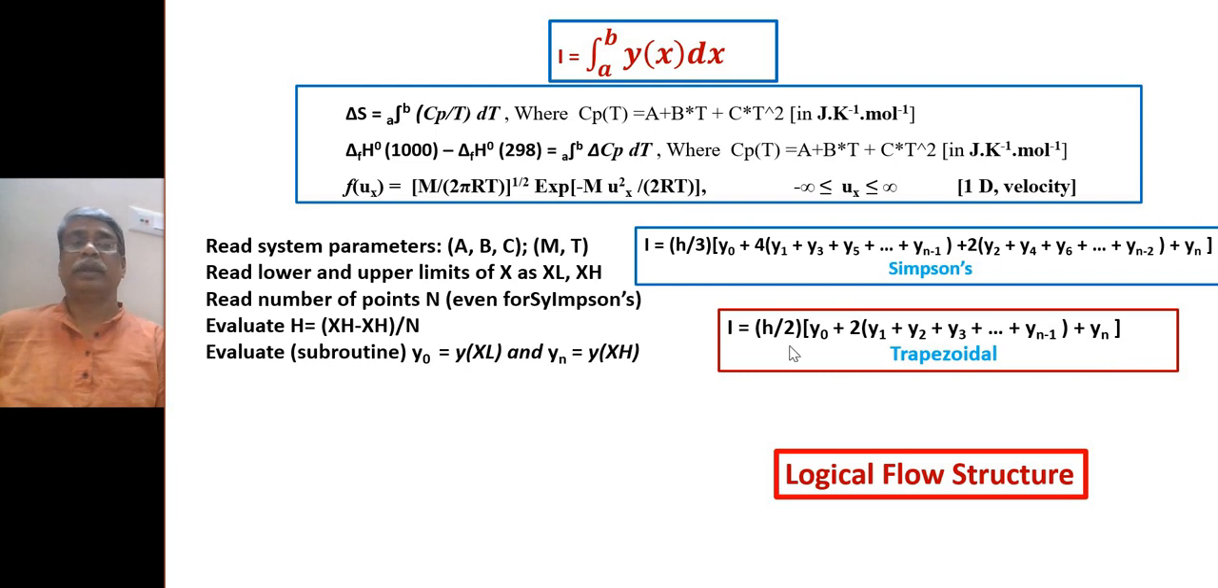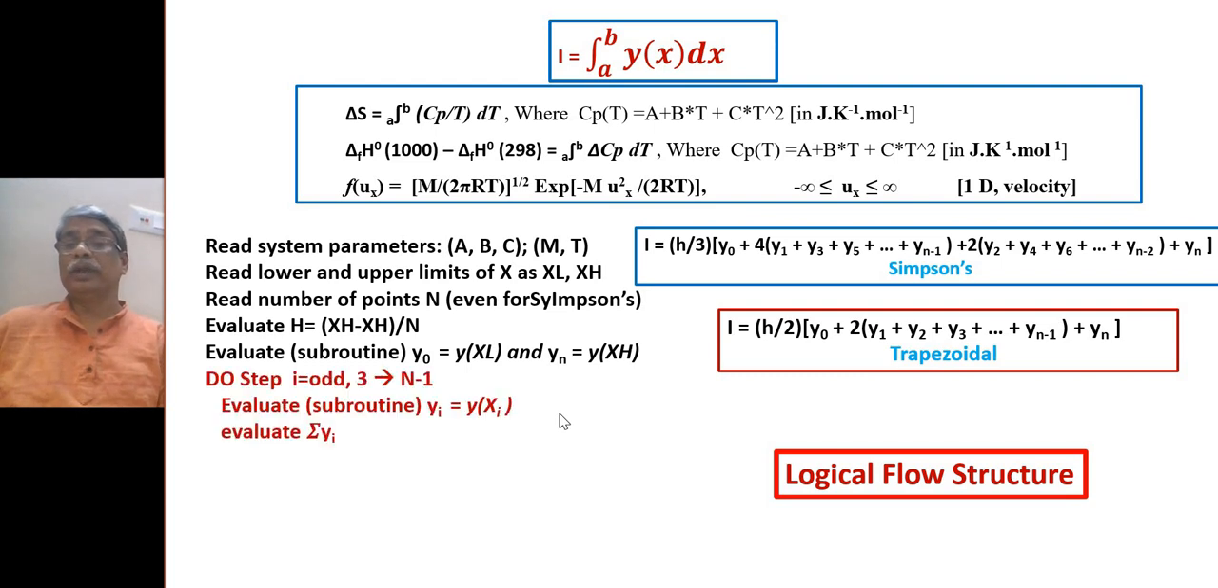y0 and yn. So we need to evaluate y0, that means the function value at the lower limit xl, and the function value at the higher limit xh. So that is needed, and then for this series of terms, this one, that one, or this one, we need, naturally, if it's a repetitive summation, then of course in our language we need a do loop, right?